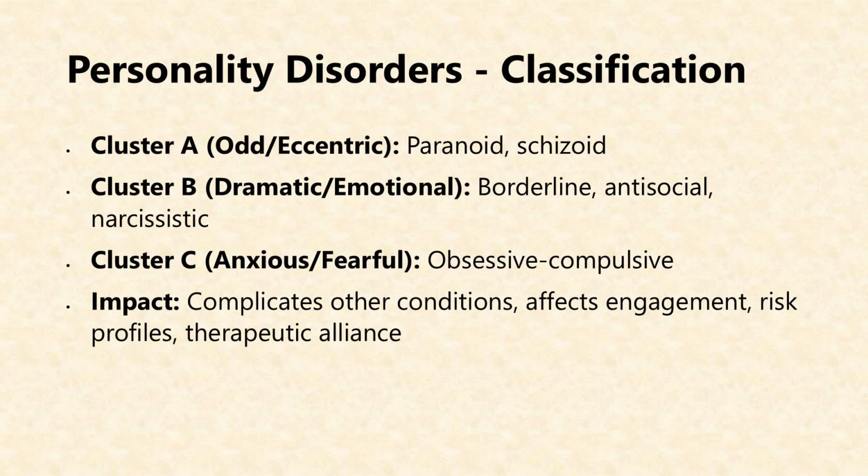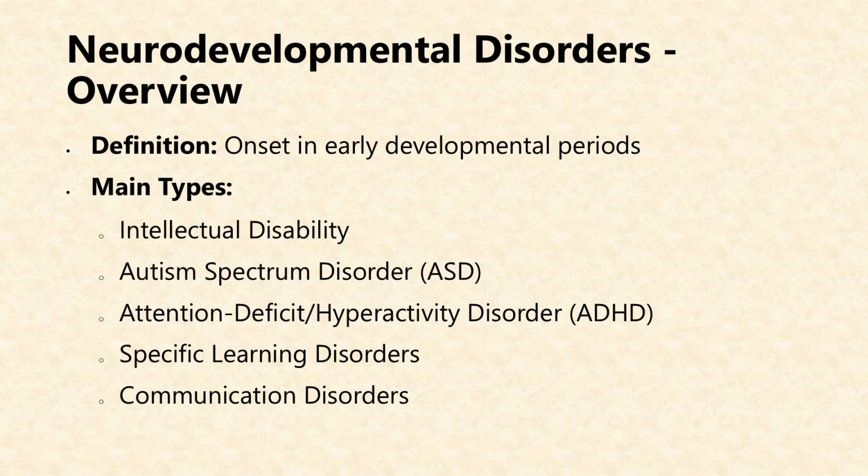Personality disorders are classified into clusters A, B, and C, each with distinct characteristics. Understanding these classifications aids in diagnosis and treatment. Neurodevelopmental disorders begin in early development and include intellectual disability, autism spectrum disorder, and ADHD. Early recognition is key to management.